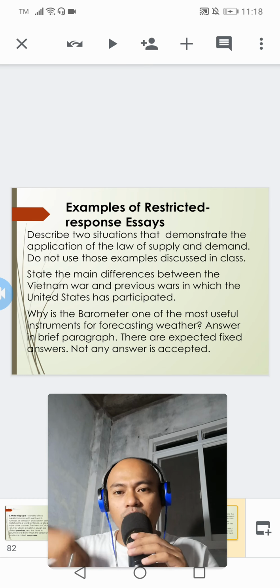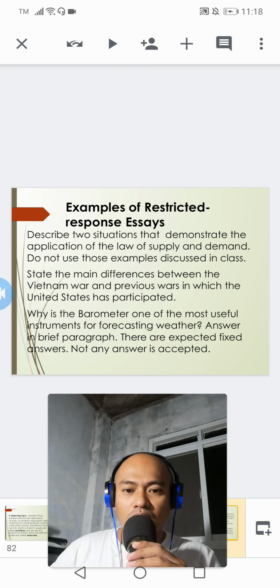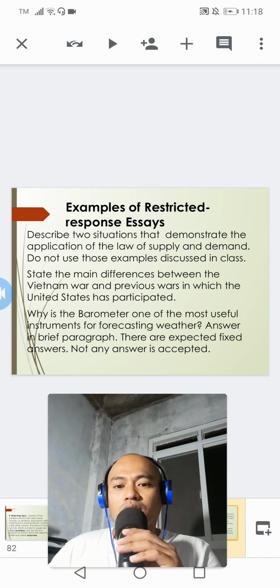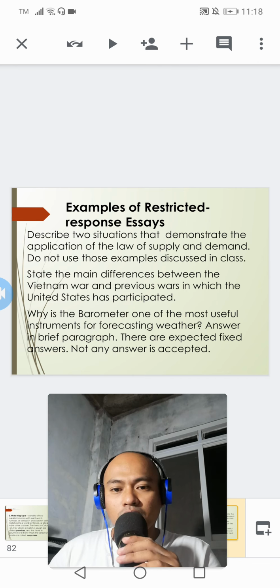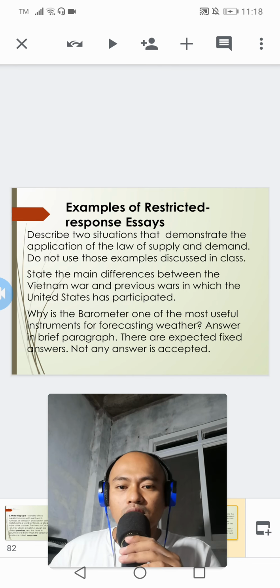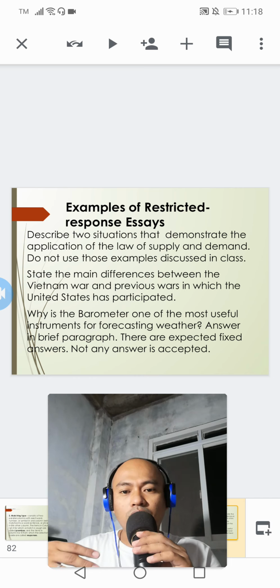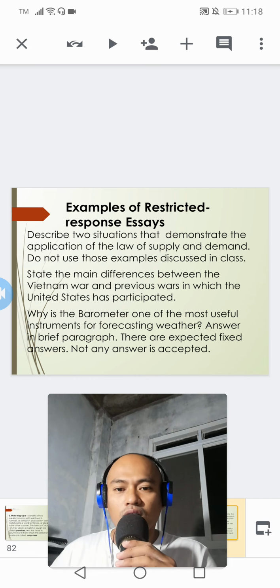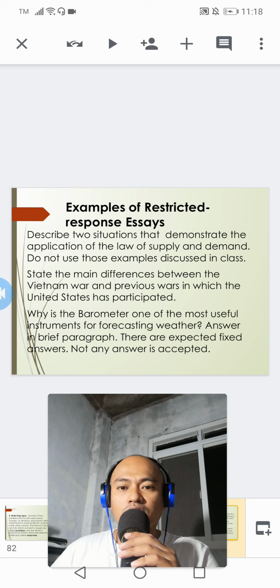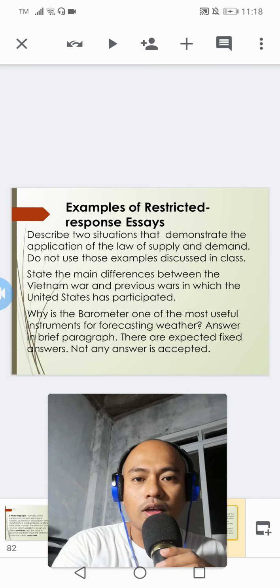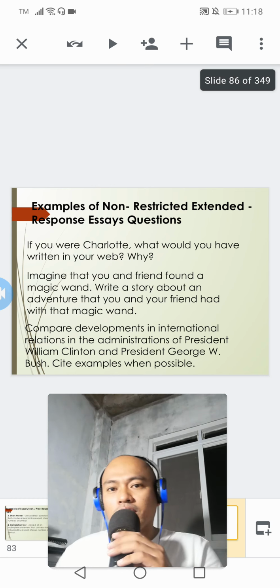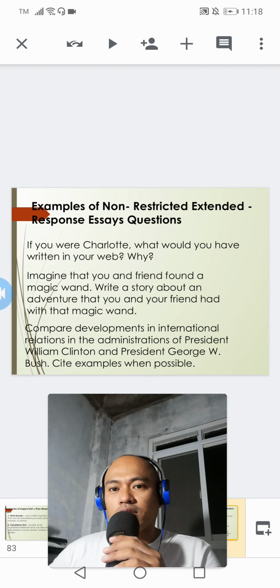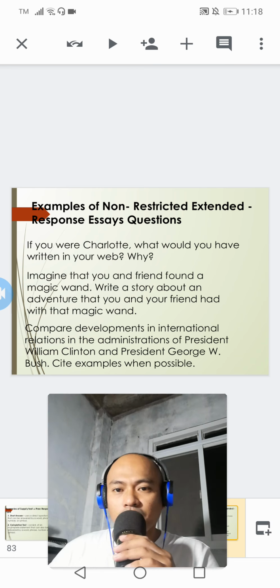So by simply answering it in a brief paragraph, it means you are restricting the possible responses of your students in a brief way. So this is again an example of a restricted response essay. For the non-restricted or the extended response essay question, let's consider the following.